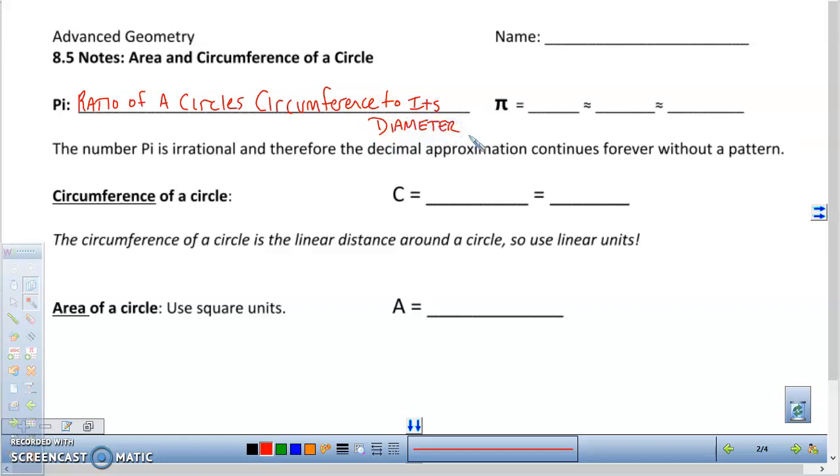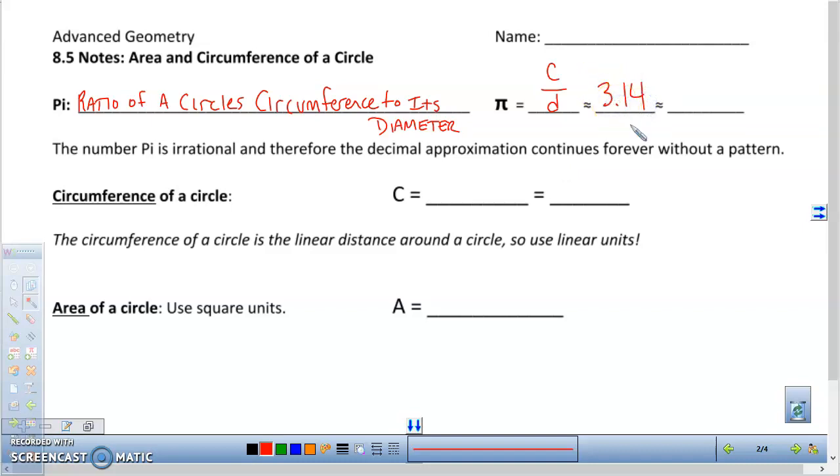So, in the next part it says pi is equal to. Well, pi equals C divided by d, a circle's circumference divided by its diameter. There are two common approximations that we use for pi a lot of the time. And the first one is a decimal, and that's 3.14.